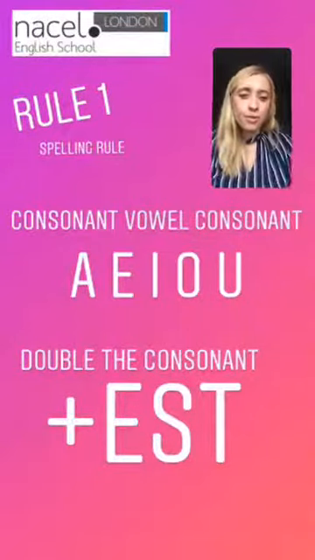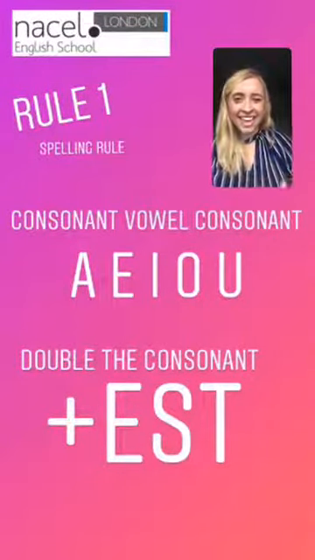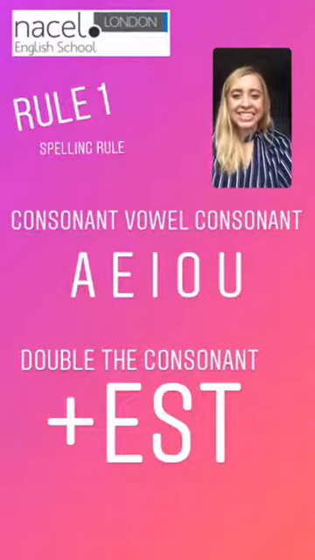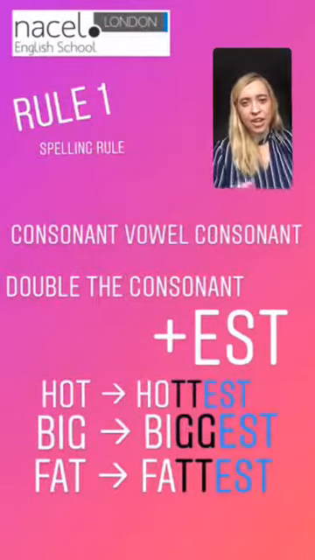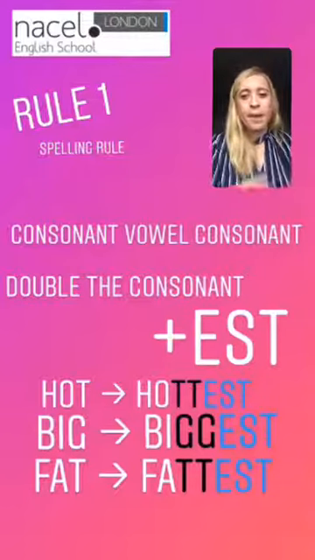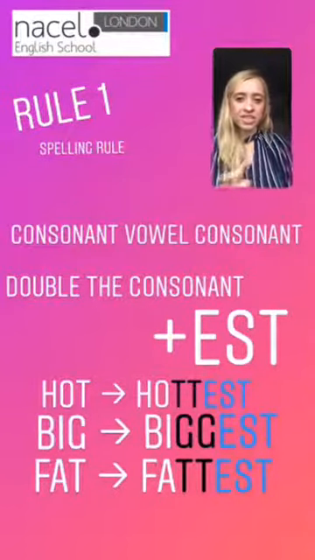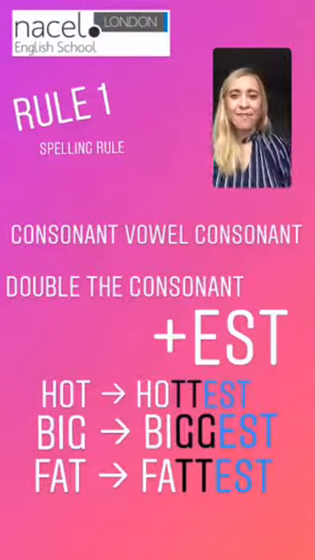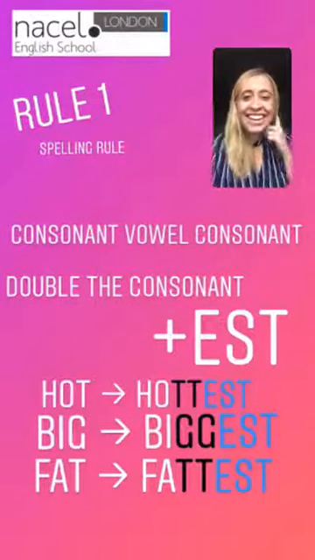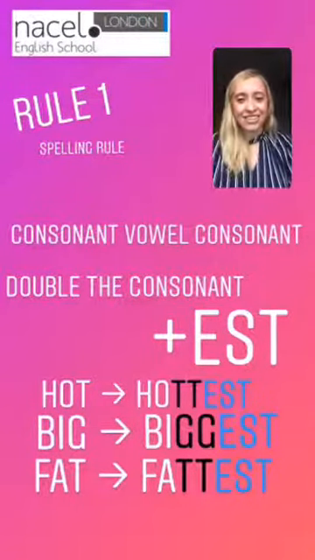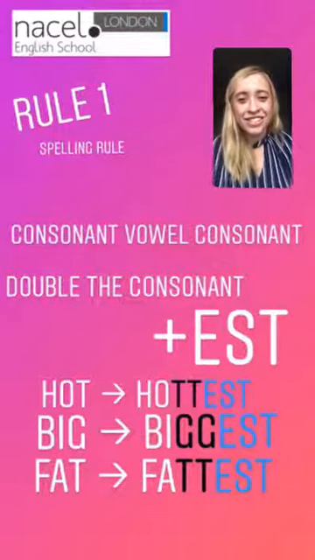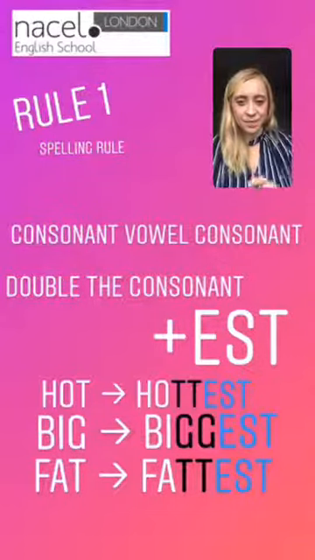We have to double the final consonant and add est. So what does it look like? Hot becomes hottest. You can see double T, est. Big becomes biggest. Double G, E-S-T, and fat becomes fattest, double T, E-S-T. Again, you need to listen for that ist sound: hottest, biggest, fattest. This is the noise of your superlative adjective.